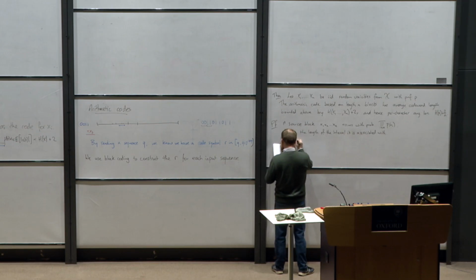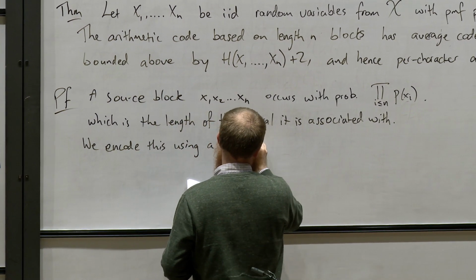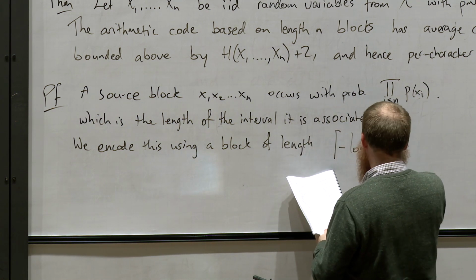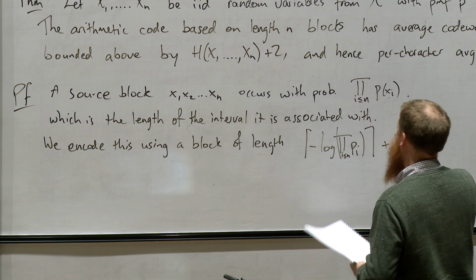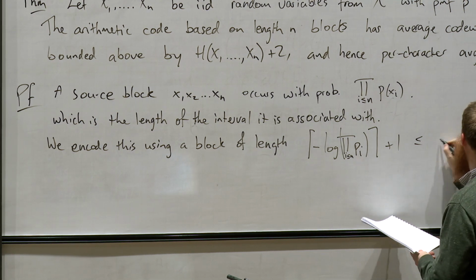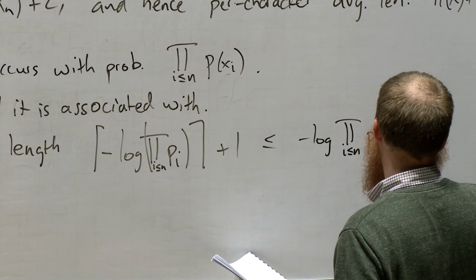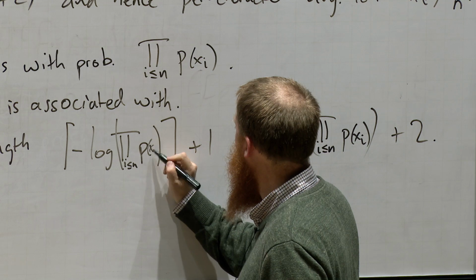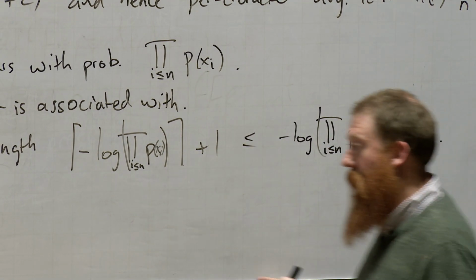We encode this using a block of length minus log of the probability product over i less than or equal to n, plus 1, which is less than or equal to minus the log of the product over i less than or equal to n of p(xi), plus 2. Just the usual bound, because I've got a ceiling, I bound it above by adding another 1.